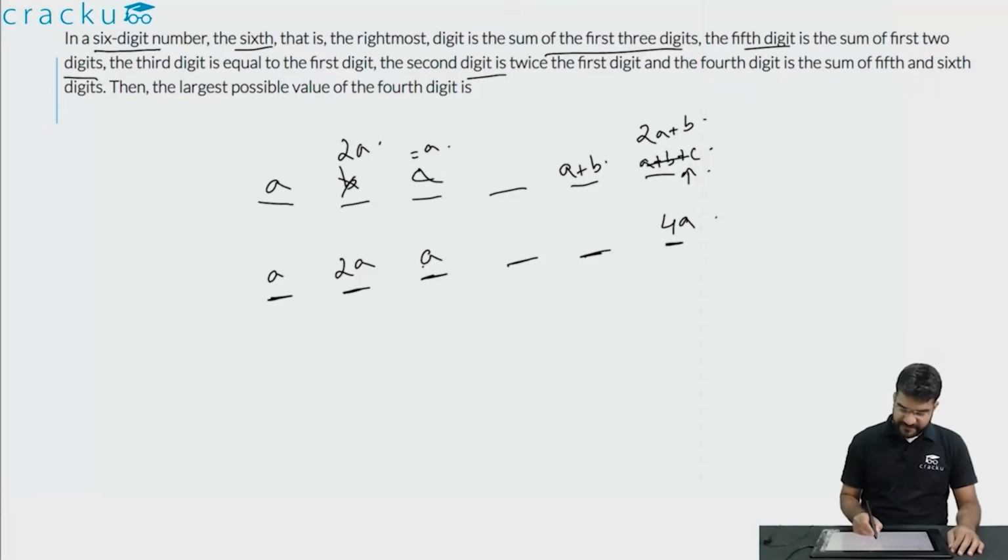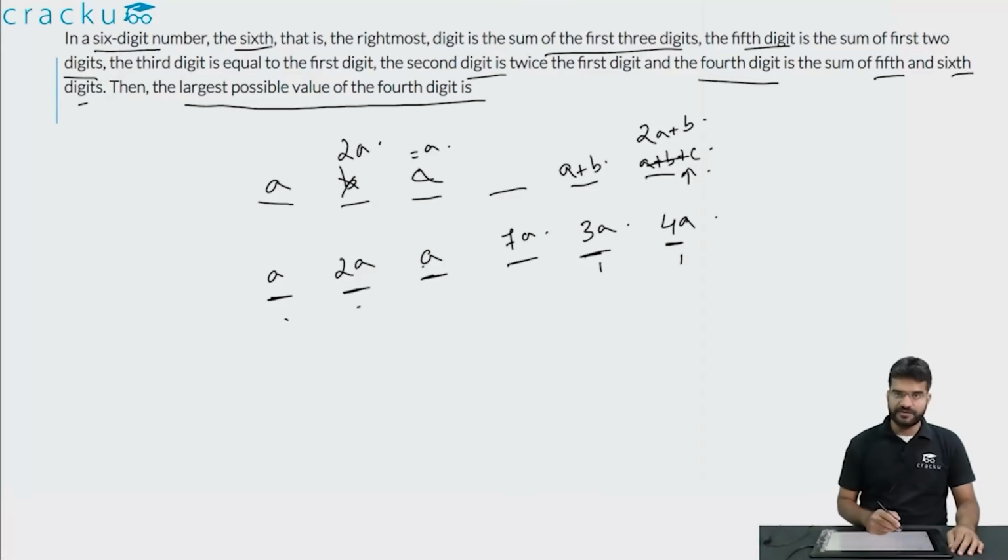And the 5th digit is equal to the sum of the first 2 digits. So this will be equal to 3a, a plus 2a, and the fourth digit is the sum of the fifth and sixth digits. So the fourth digit will be equal to 7a. It will be equal to 3a plus 4a. Then the largest possible value of the fourth digit is.